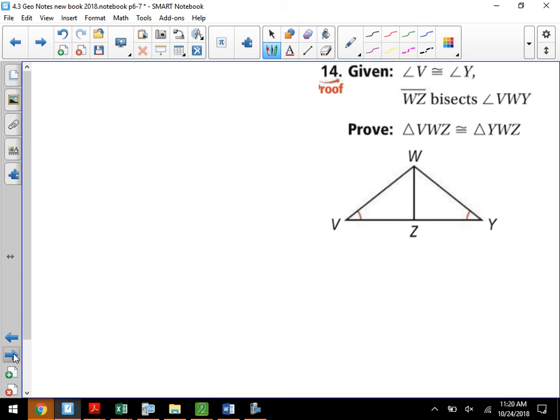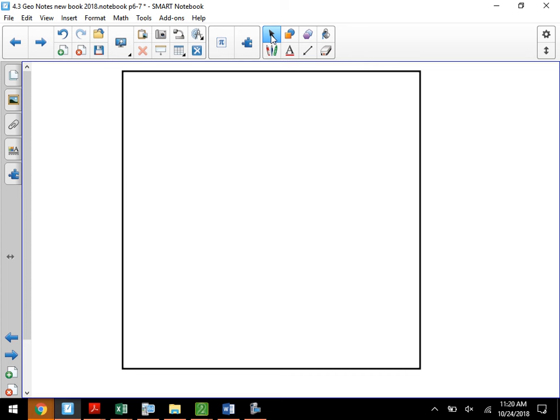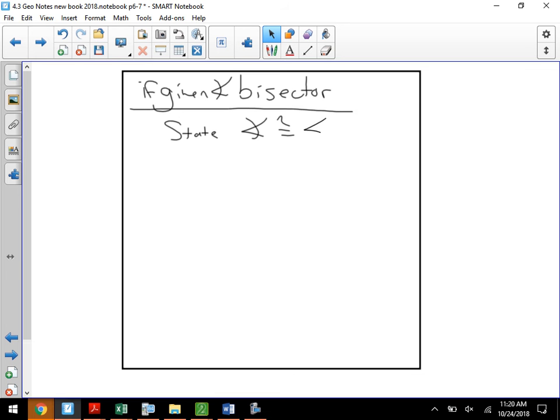It is kind of the same thing, but just to be on the safe side, make sure that we have this. I think I just overlooked it. We said segment and angle bisectors are basically the same thing. One does a segment, one does an angle. Just so you have it on there, if given angle bisector, you state some angle is congruent to some angle. When you had a segment bisector, it was segment congruent to segment. When you have an angle bisector, it's obviously angle.